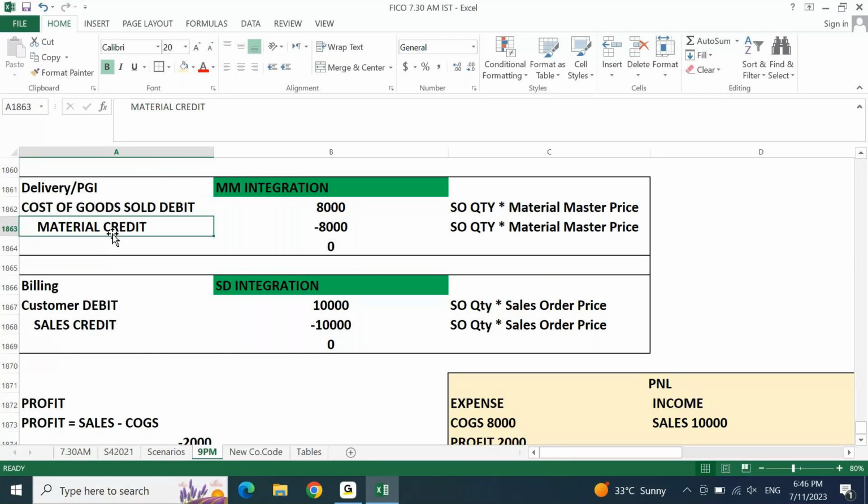Yes, sir. Delivery is not going to create any accounting impact. Delivery will have to be confirmed as PGI, post goods issue. Because I have taken 3 material from my stock, I need to confirm that I have taken 3 material. This confirmation is nothing but PGI. When you do a PGI, your material stock will get reduced, and with the same material stock value will be deducted from your balance sheet. Stock quantity will be reduced, stock value will be reduced.